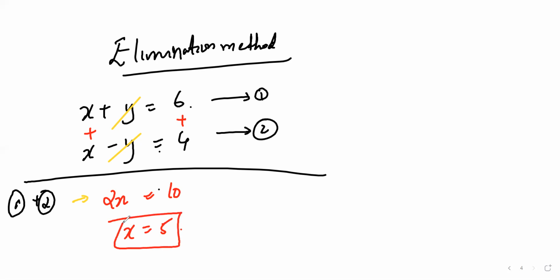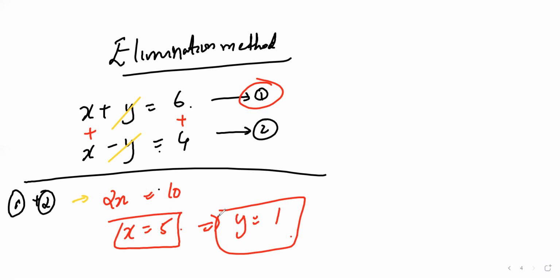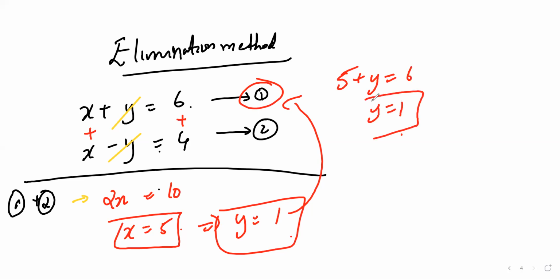If I get the x value, I have to simply substitute in what? Equation 1, correct? So what will be my y value? 1, because 6 minus 5 is equal to 1. Is everyone clear with this? I'm substituting here. This is a very simple thing. Normally what I'm doing is 5 plus y is equal to 6, y is equal to 6 minus 5, that is 1. Is everyone clear with this?